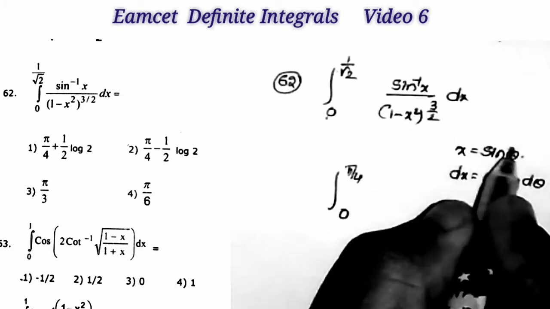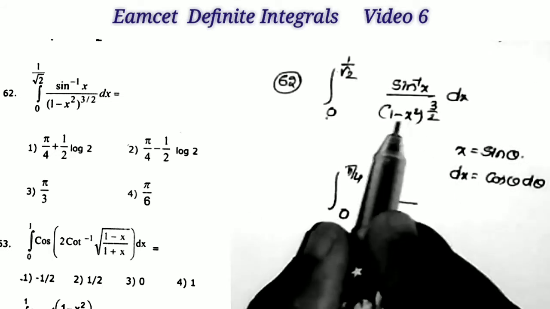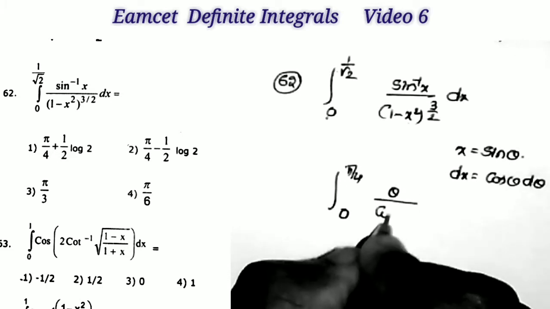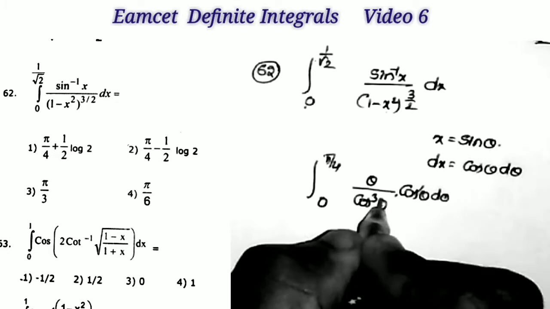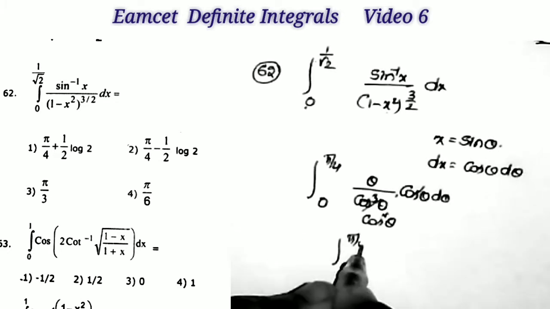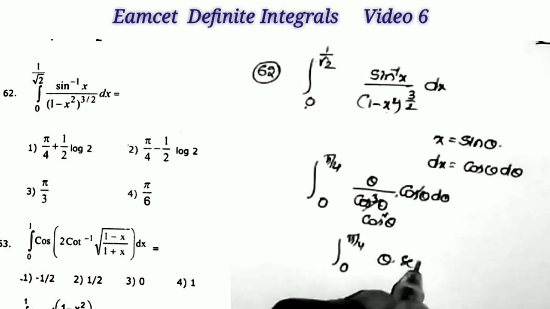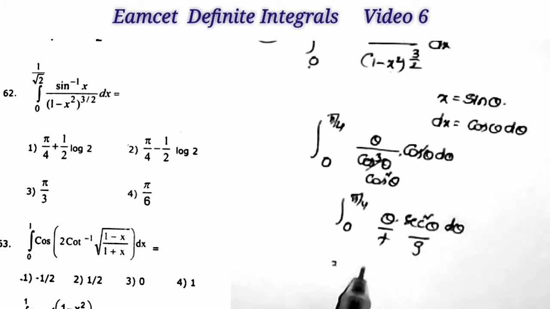Now sin inverse of sin theta becomes theta. 1 minus sin square theta is cos square, power 3 by 2, that is cos cube. And what is the dx value? Cos theta into d theta. Now here one cos is cancelled, therefore the question becomes theta into 1 by cos square, which is equal to secant square theta. Now applying the FG rule to solve this question, what is the formula? F into integral g dx minus integral of f dash into integral g dx, into dx.